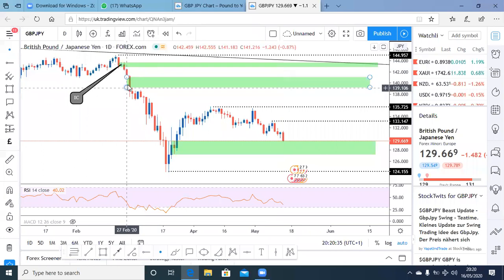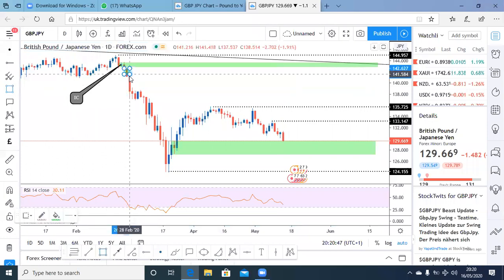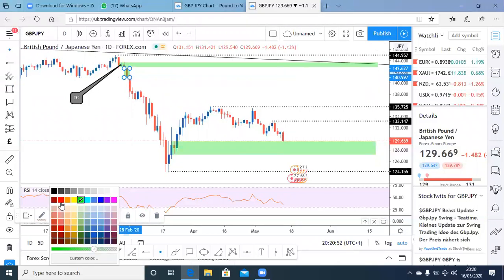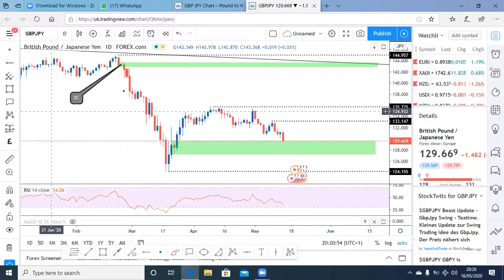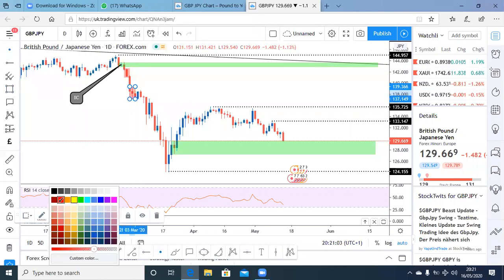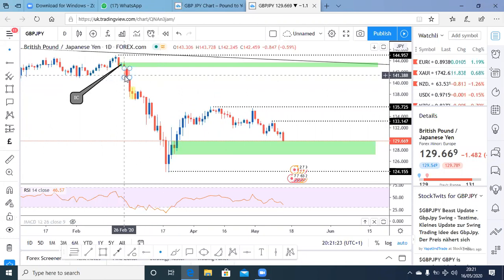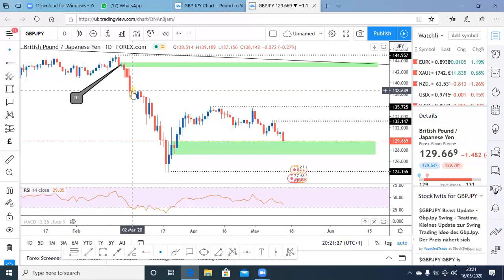So literally the reason why this is an imbalance is because of this red candlestick right here. Let's just take this off. I want to make it as simple as possible for everybody to understand on this chart. So this candlestick right here, let's make the color red, and this candlestick right here, let's make the color yellow. So the red candlestick and the yellow candlestick are separated by a strong bearish candlestick, and this is the strong bearish candlestick we have right here. The reason why we can say it's separated by a strong bearish candlestick is because the lower wick of the red candlestick is not touching the upper wick of the yellow candlestick.